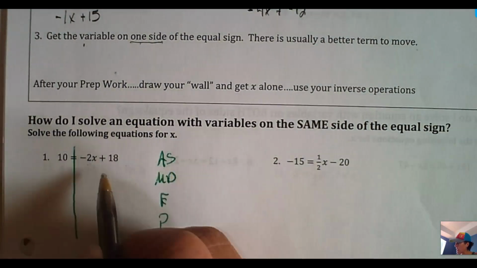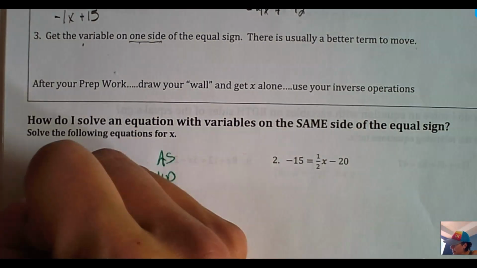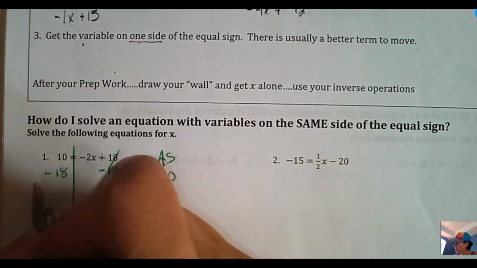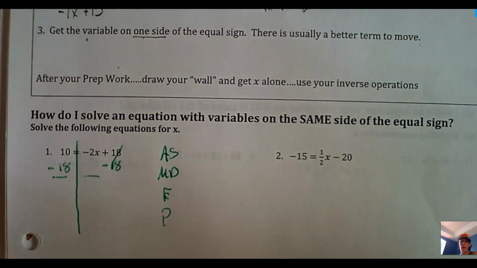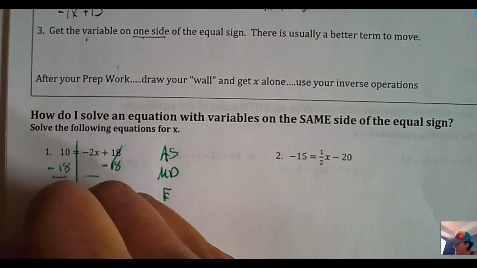So first I'm going to move the addition subtraction, so they add 18. I subtract 18 here, and then whatever I do to one side, I do to the other side because that equal sign crosses out. Feel free, I don't know what you're using at home, you can take a calculator. 10, take away 18 is -8.